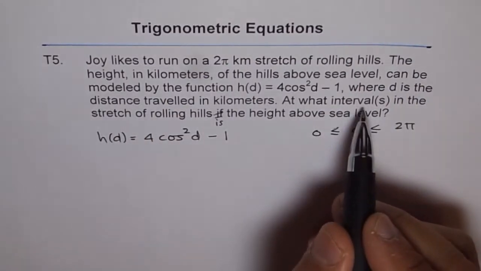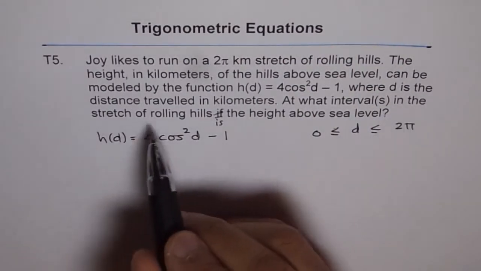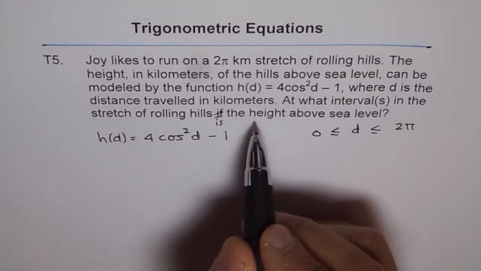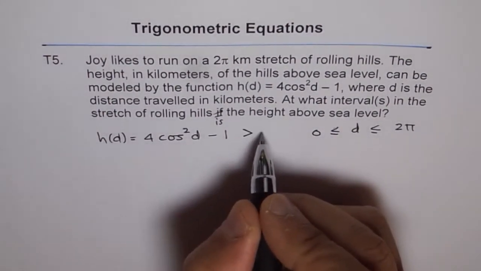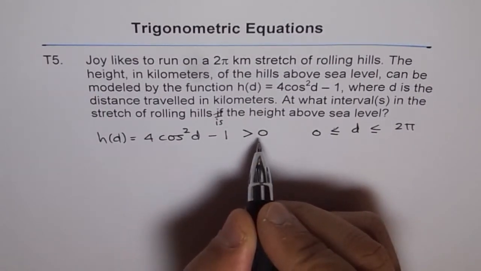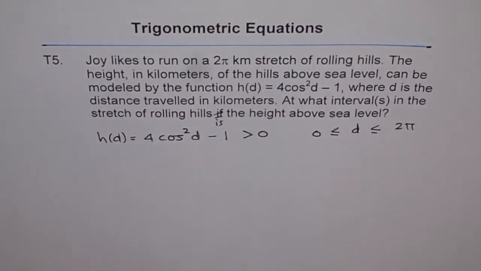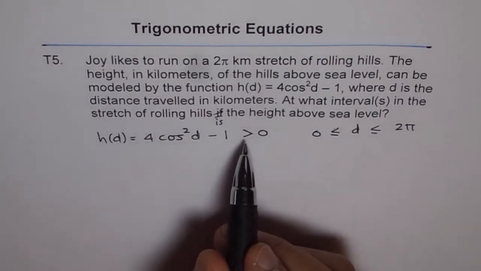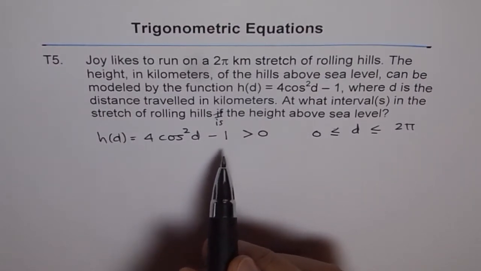At what intervals in the stretch of rolling hills is the height above sea level? That means, when is it above 0? That is what we want to find. So it's kind of an inequality, correct? To solve such an inequality, we can find when it is 0. That will give us the intervals where it could be less than 0 or greater than 0, correct? So that's how we'll do it.